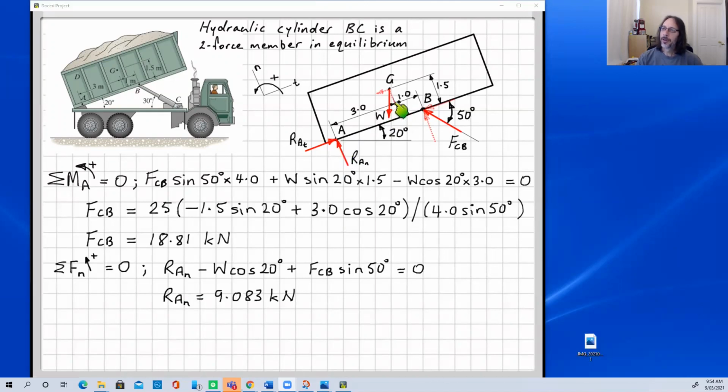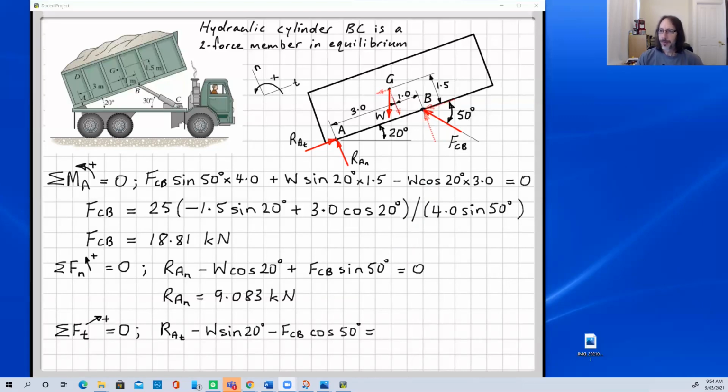Then we have the normal component of this weight force that's acting. Okay, so we saw that that was W cos 20, and that's in the negative direction. So we can see we've got negative here. And then we've got the normal component of FCB, and we saw that was FCB sine 50, and that's all equal to 0. So you can rearrange the equation and solve for RAN.